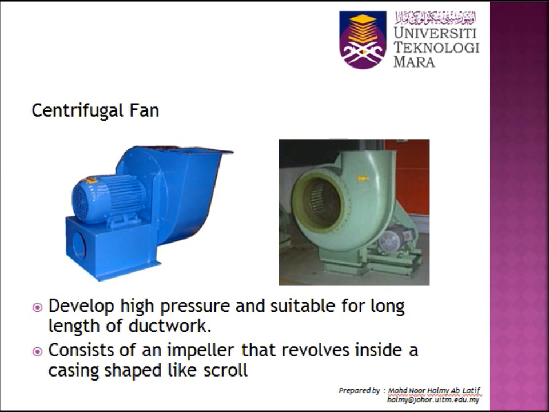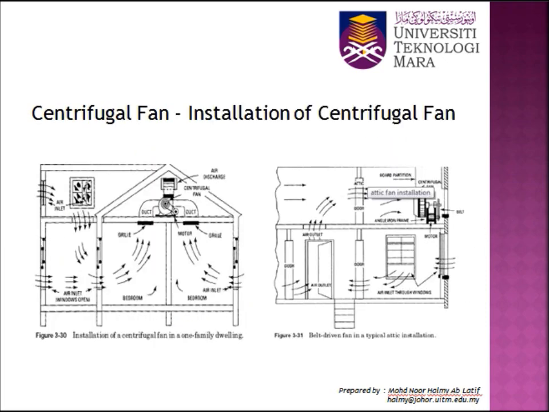Next, centrifugal fan. Develop high pressure and suitable for long length of ductwork. Consists of an impeller that revolves inside casing shape like scroll. Bentuk ni akan nampak selalunya dekat bangunan-bangunan yang besar lah, hotel and faculty for example. Okay, sebab apa? Dia can develop high pressure and stable for long length of ductwork. Dekat kilang. Okay, semuanya guna centrifugal fan.